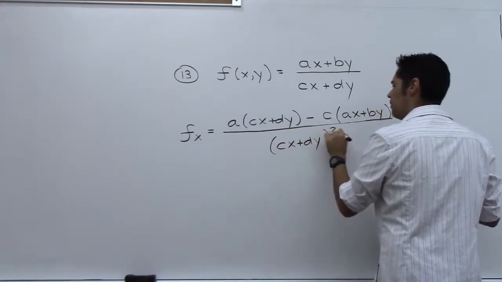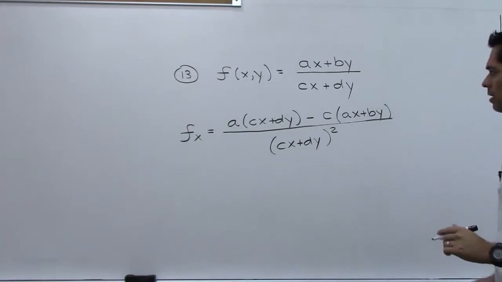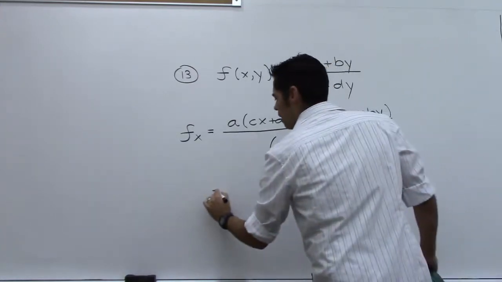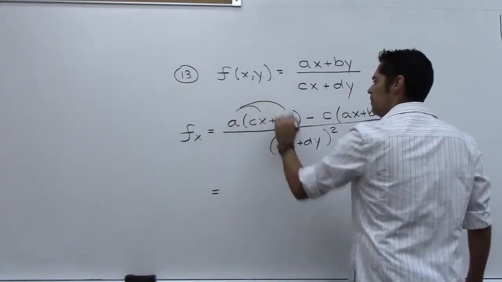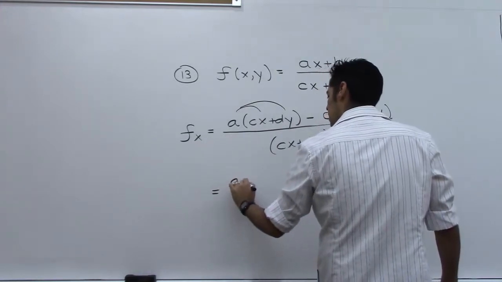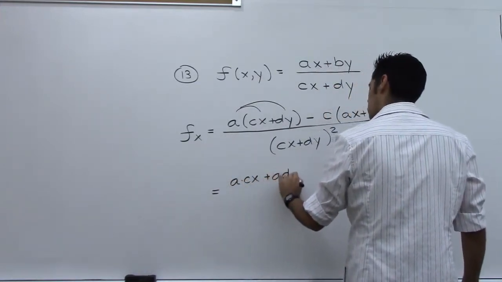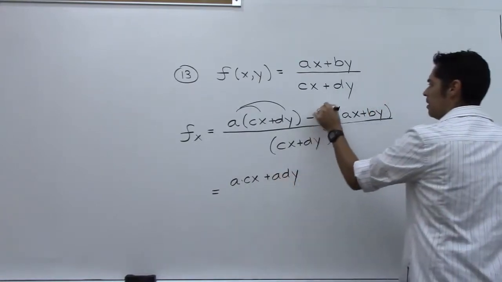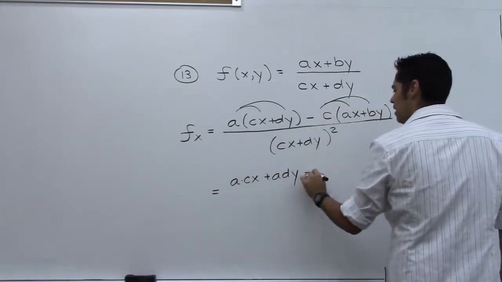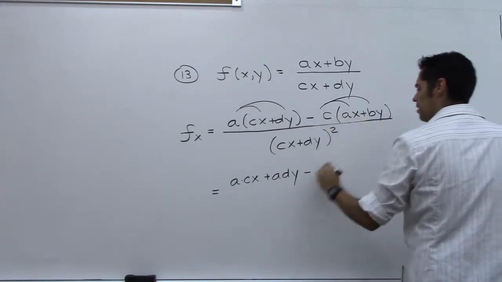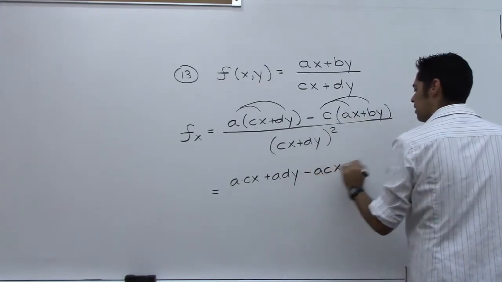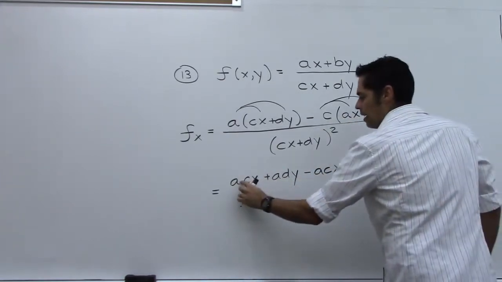And then we can try and clean this up a little bit. I'll distribute my a through here. So a times cx plus a dy, and then distribute a negative c through here, so minus c times a times x is the same as a times c times x. I don't really need that dot there.